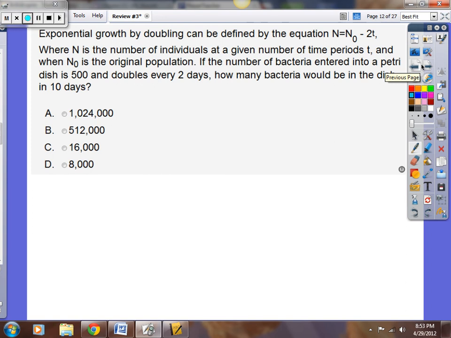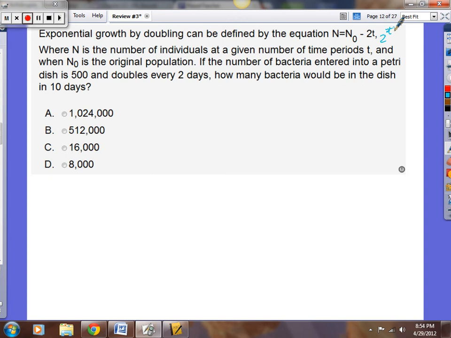Exponential growth by doubling, so it's like the problem we did. If you're hired and he starts with a penny and doubles every day, is defined by this equation: n equals n sub 0 times 2. That should be 2 raised to the t. Doesn't really look like that, but that's what it should be. N is the number of individuals at a given number of time periods, t. So t for time. And n sub 0 is the original population.